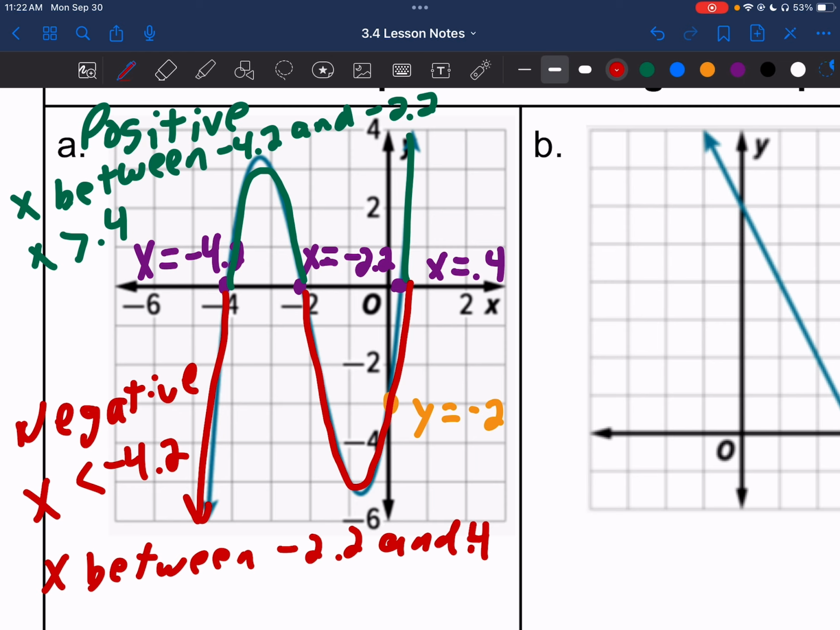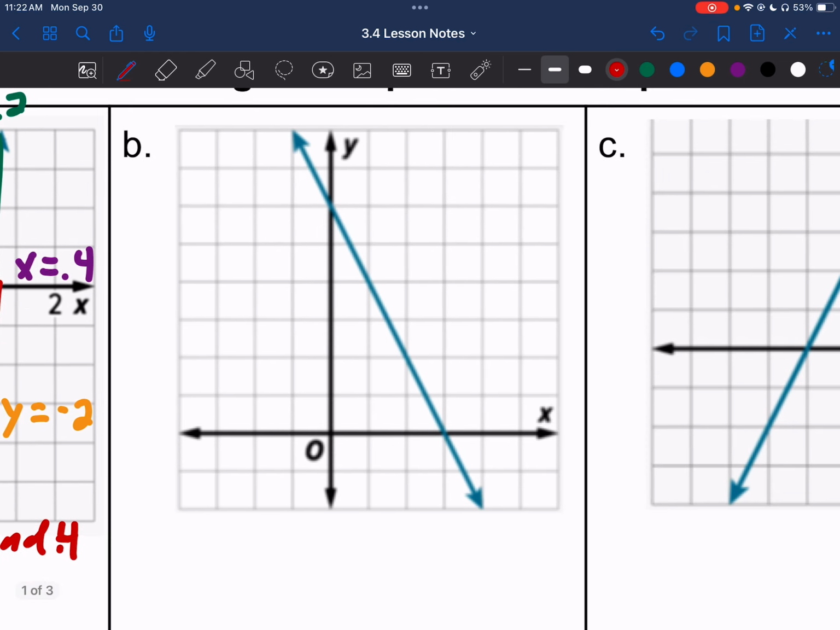All right, so let's look at letter B. A little bit cleaner because it is just a straight line. My x-intercept is right here. X is equal to 1, 2, 3. My y-intercept is going to be right up here. Y is going to be equal to 1, 2, 3, 4, 5, 6. So y equals 6.